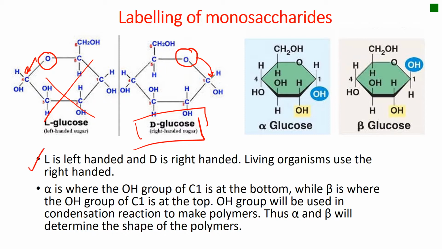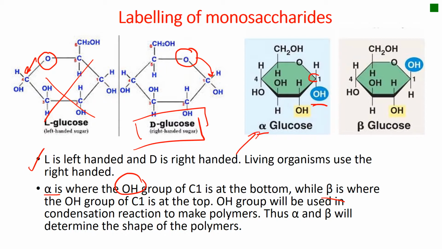Now the next thing, other than the L and the D, we also have another labeling for the monosaccharide, which is alpha and beta. Let's read the description. Alpha is where the hydroxyl or OH group of C1 is located at the bottom. As you can see in this picture, this is alpha. You can see that the C1 is over here, and the OH is located at the bottom.